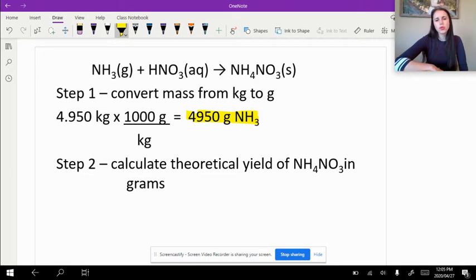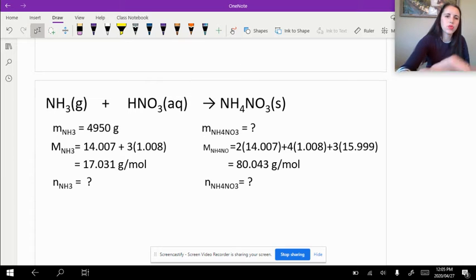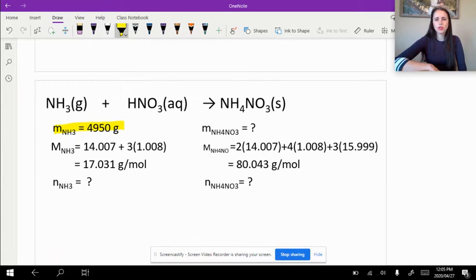Now we need to use stoichiometry to figure out our theoretical yield of ammonium nitrate. Let's write down what we've been given. We were given our mass of ammonia. Notice that I did record this in grams, and we are looking for ammonium nitrate. So these are the two values that we're going to be focusing on. We're going to be starting at NH3 on the left-hand side, and we're looking to end up at NH4NO3, ammonium nitrate, on the right-hand side.